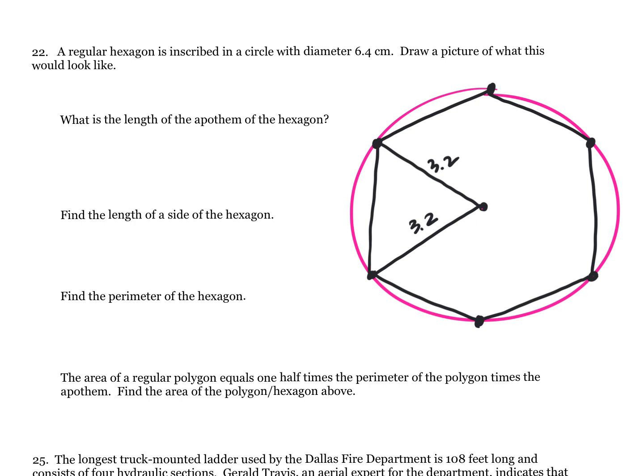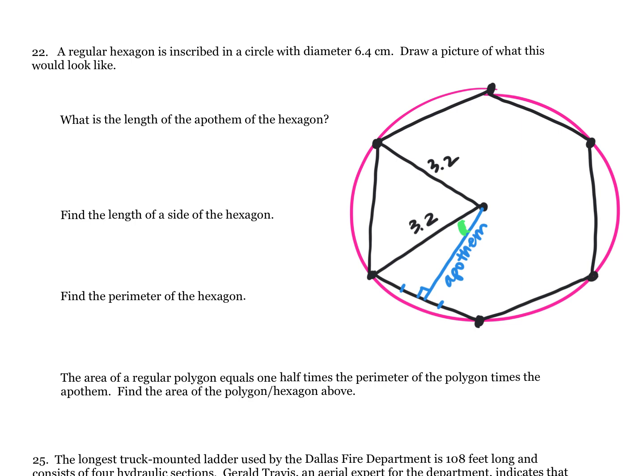It's got to be a perfect right angle, and it would divide that side in half. SOHCAHTOA only works on right triangles, so we need a right triangle. We're looking for this apothem. I know I need this angle here.